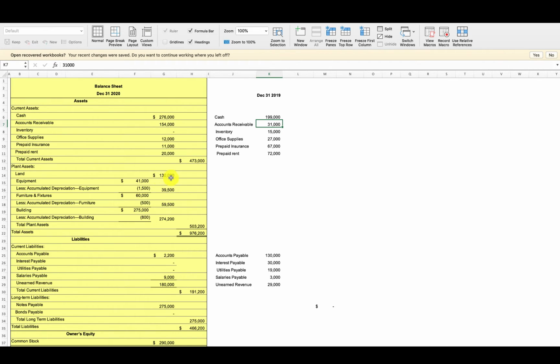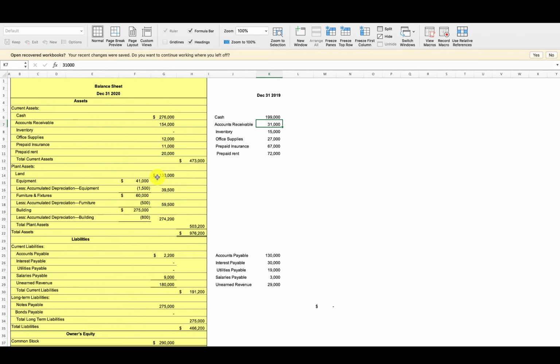Land is going to be 130,000. And then equipment is going to be 41, and the accumulated depreciation related to equipment is going to be in parentheses. So I'm going to take the difference between the 41,000 plus the negative 1,500, and I'm going to get 39,500. This is my net equipment. I do the same thing for furniture and fixtures. 60,000 from the trial balance, 500. Anytime it's accumulated depreciation, I put it into parentheses. So 60,000 plus negative 500 gives me 59,500. And then I have building and accumulated depreciation building. So I take 275 plus 800, right? And I get 274,200. So these are all my net numbers.